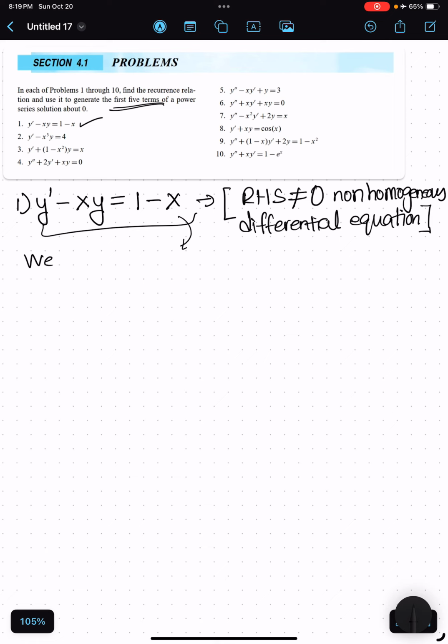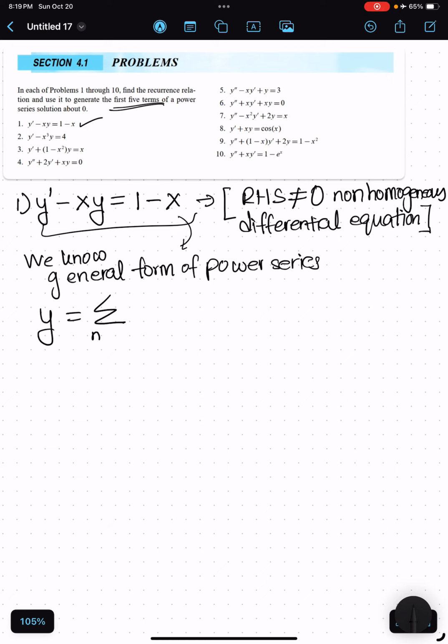So we know that the general form of power series is given by y equals summation n equals 0 to infinity a sub n times (x minus x naught) to the power n, for some a sub n and x sub 0. Okay. Now we're given in the question, if you can see, that it asks us to generate the first 5 terms of a power series solution about 0. What they mean is that our x naught is equal to 0.